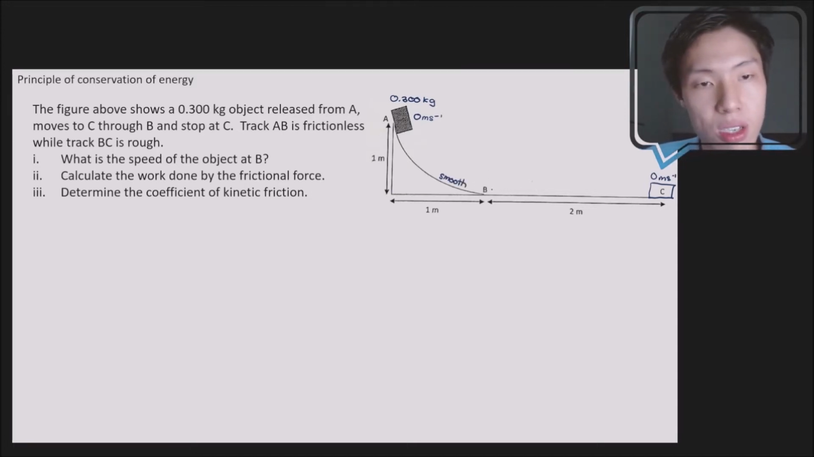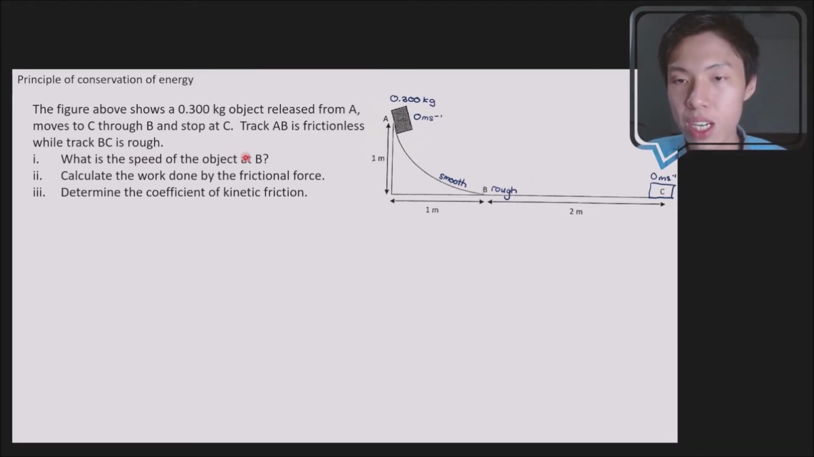Track AB is frictionless, so this portion of the journey should be frictionless. Then track BC is rough, so in this portion of the journey you should expect some kinetic friction. They ask for the speed of the object at B, the work done by frictional force, the coefficient of kinetic friction, and various other things. Again, we'll be using the principle of conservation of energy, but there are actually two portions of the journey. Let's figure out which portion can use the principle of conservation of mechanical energy, and which portion cannot.